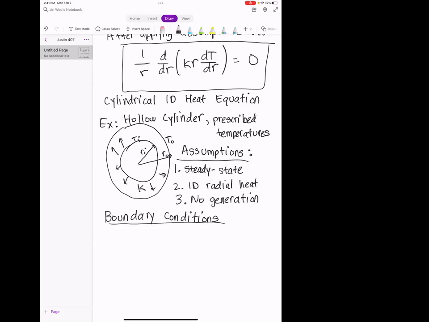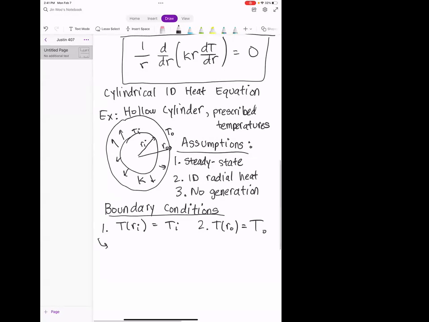Next we have the boundary conditions. We have prescribed temperatures on both sides, which is the simplest case we can have. So we have T at Ri is equal to Ti, and then T at Ro is equal to To. In this problem, what we're interested in is solving the heat equation for the temperature distribution in the cylinder.